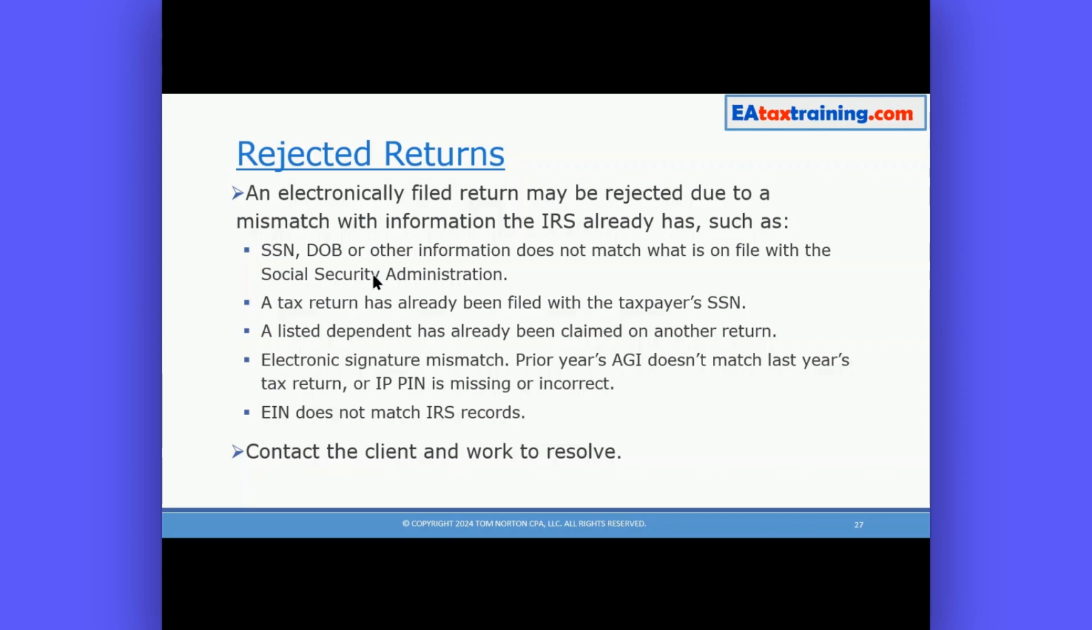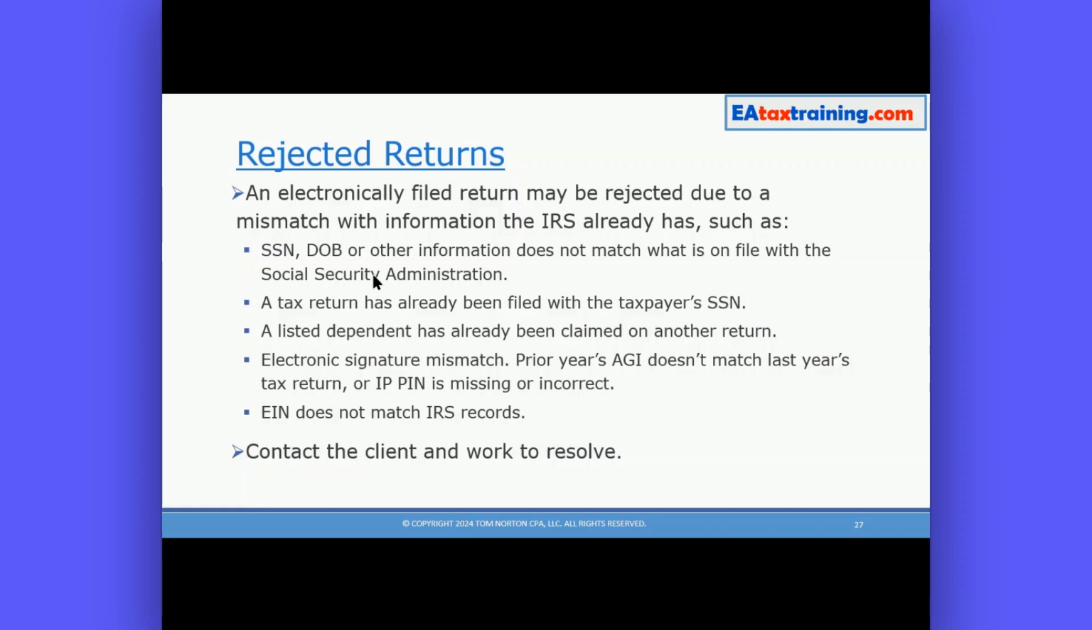So if you get one of these rejections, then you need to stop and figure out what's going on. And then you're going to want to contact the client and work with them to resolve it. So as we've discussed before, if somebody's already filed a return with the same Social Security number, then you're going to have to submit that return on paper along with requesting the PIN number, saying, hey, my identity's been stolen, so I need a PIN number. If it is something like a dependent, then you're going to want to talk to that taxpayer, and maybe it's an ex-spouse or something like that.